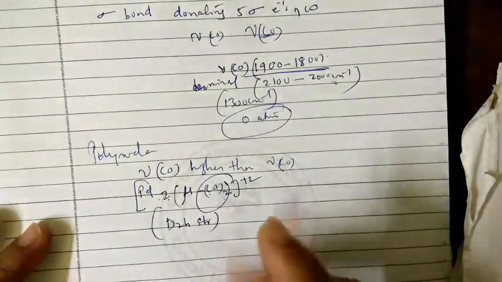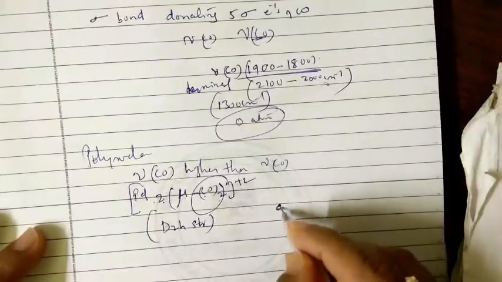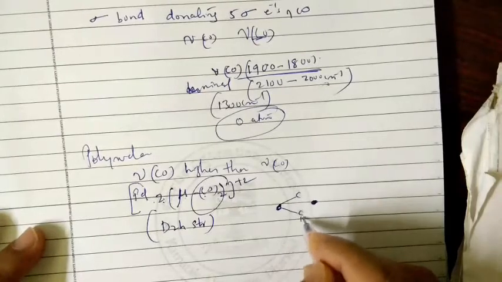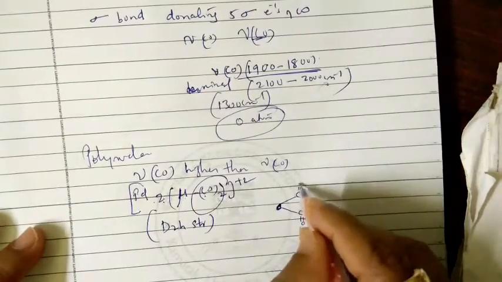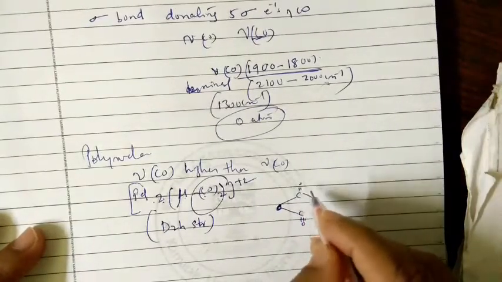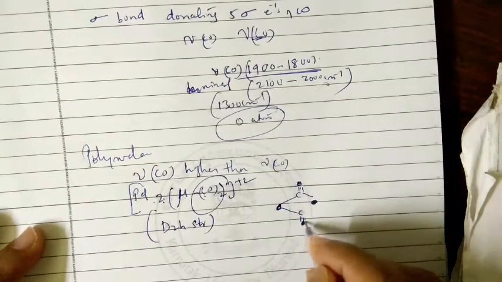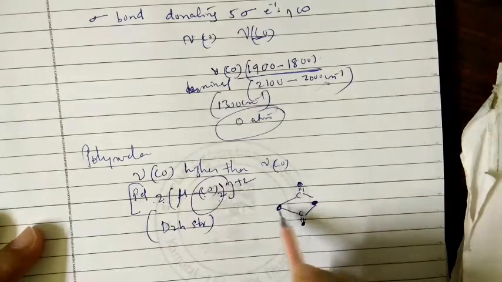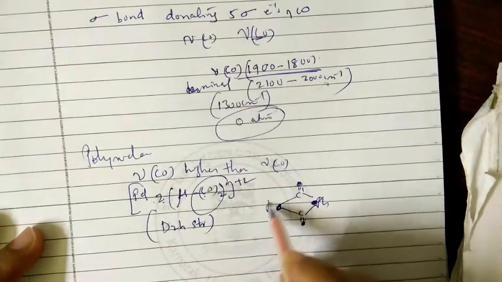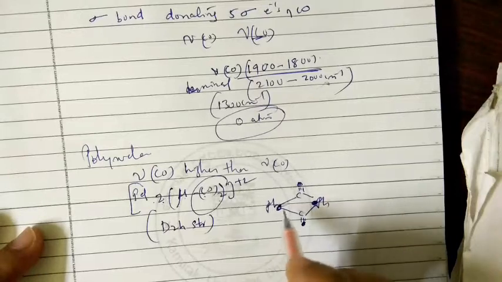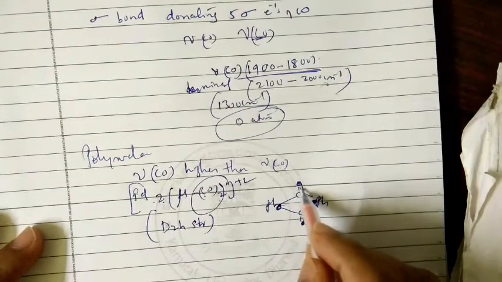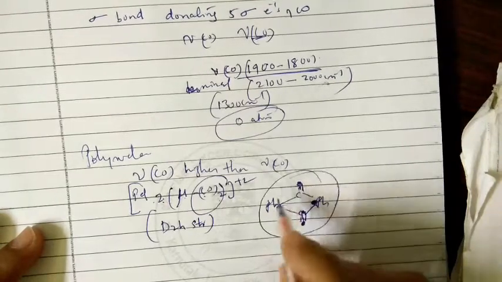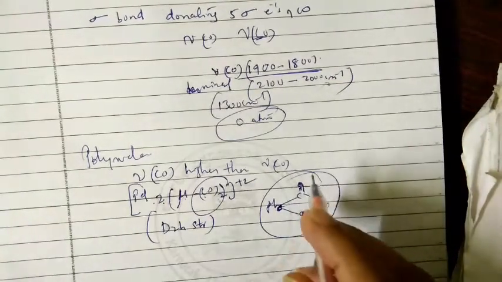Now if I go for rhodium, if you see the structure, here are carbon monoxide and 2 rhodium like this, 1 2 3 4. This structure contains two bridging carbonyls.